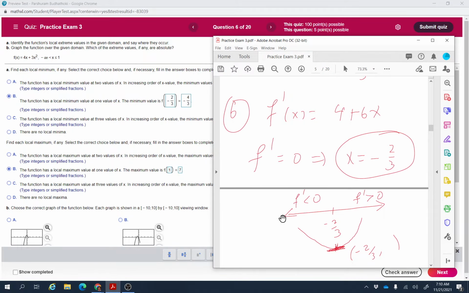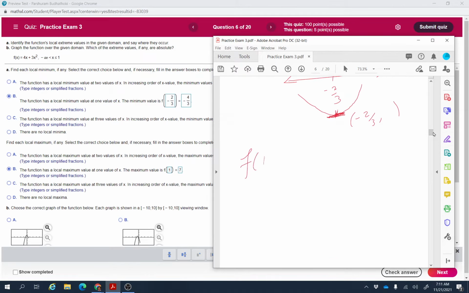Just by looking at this first derivative, as you can see, there is just one critical number. The domain is bounded, so the function is decreasing to the left, and then after that it is increasing, and it goes up to 1. So we can find out what happens at 1. If you plug x equal to 1 into the function, the value of the function at 1 is 4 plus 3, which is 7.